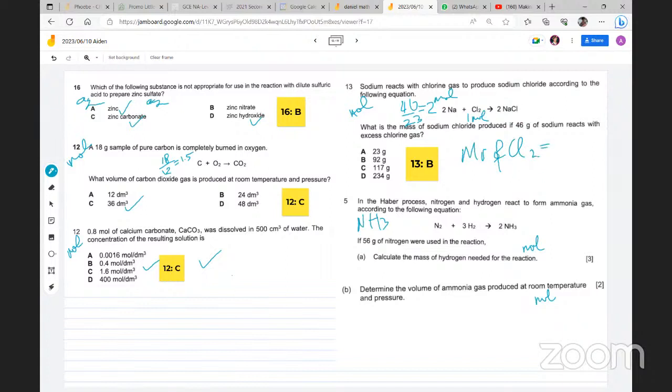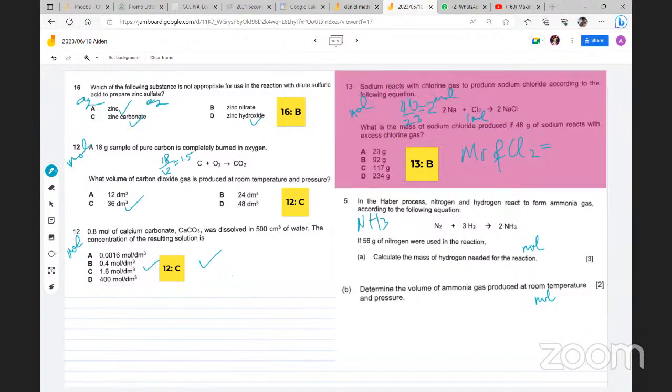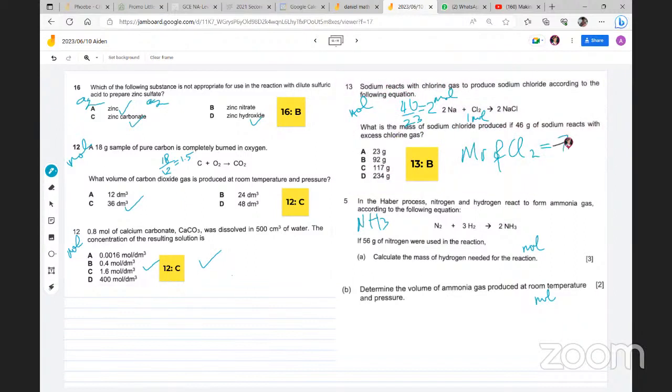Please confirm the MR of CL2 for a while. The answer feels a little bit off. Oh, MR of CL2 is 71. Correct. Good. Okay, so that was correct.